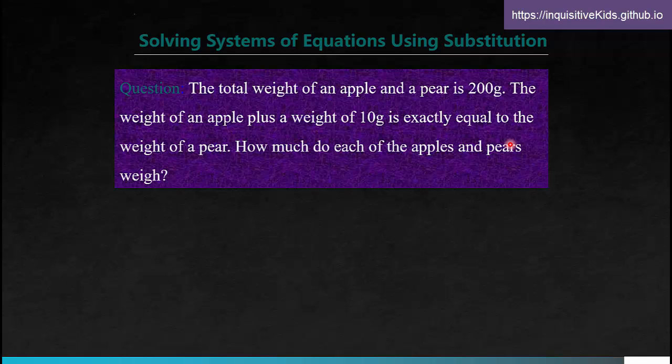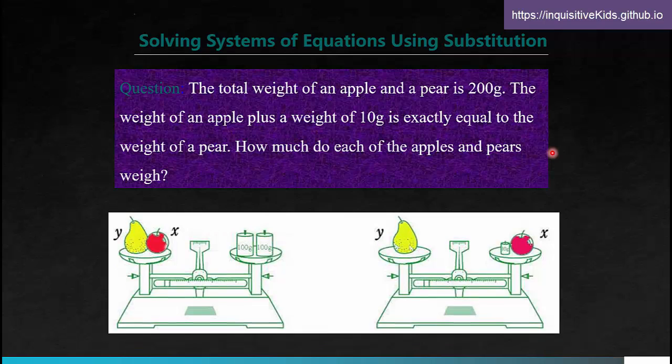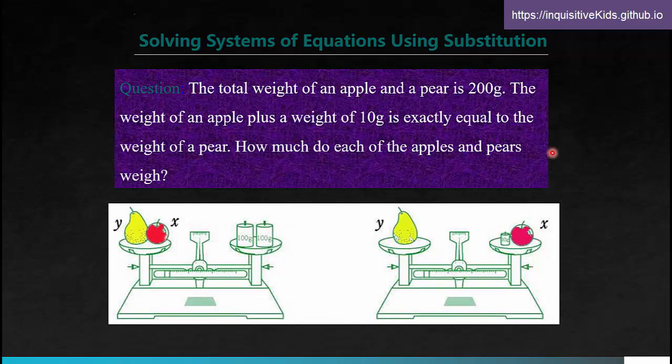The total weight of an apple and a pear is 200 grams. The weight of an apple plus 10 grams is exactly equal to the weight of a pear. How much do each of the apples and pears weigh? Being fairly new to systems of equations, we can first create a drawing. So here we have x plus y, right? x here represents the weight of the apple, and y here represents the weight of the pear. And that added together is equal to 200 grams.